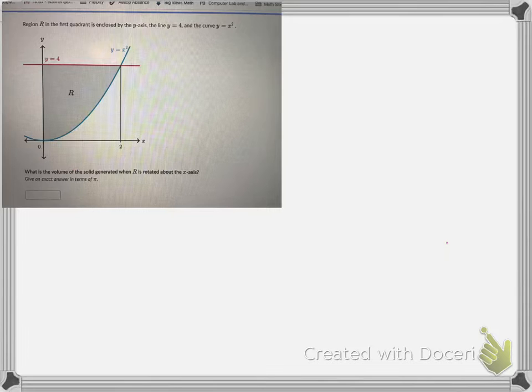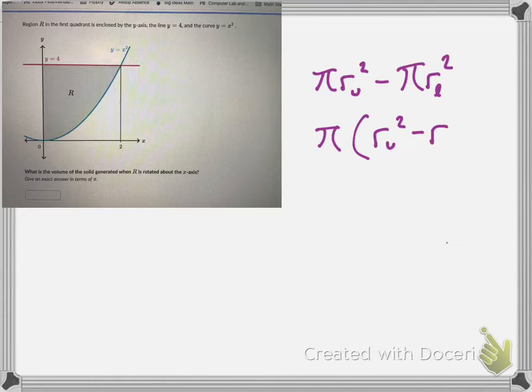Basically, as you start to make use of this structure, the nice thing about this one, it's being rotated about the x-axis. So remember, it's just the area of the bigger circle, the upper radius squared, minus the area of the smaller circle, the lower radius squared, which if we factor out pi is just pi times the difference of the radii squared, upper and lower. And we're going to have to integrate that over this region. And the radii are actually the function.